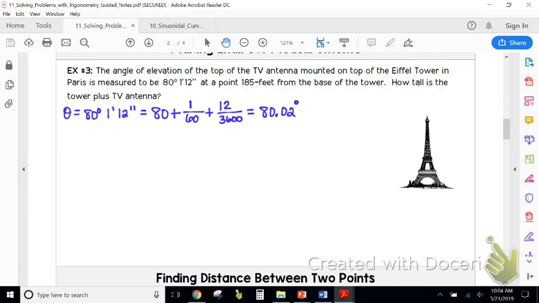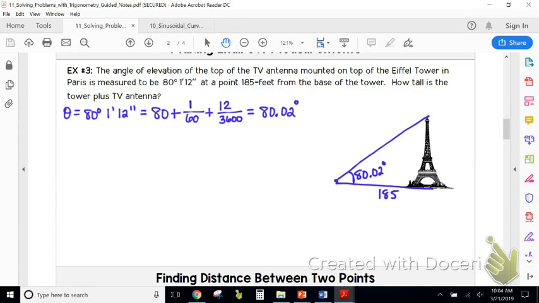All right, so now let's set this up. The angle of elevation of the top of the TV antenna mounted on top of the Eiffel Tower in Paris is measured to be that angle. So our angle of elevation, we're down here looking up. We know this angle, so I'm going to go ahead and draw it here. It's going to be 80.02 degrees, at a point 185 feet from the base of the tower, so we're standing 185 feet away. How tall is the tower plus the TV antenna?